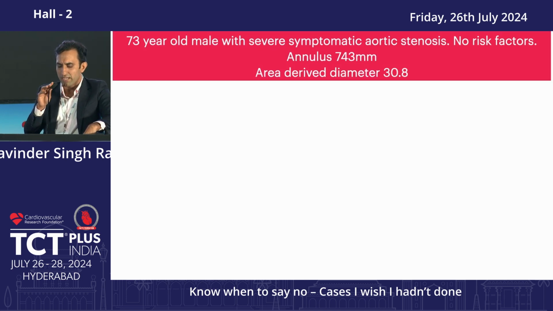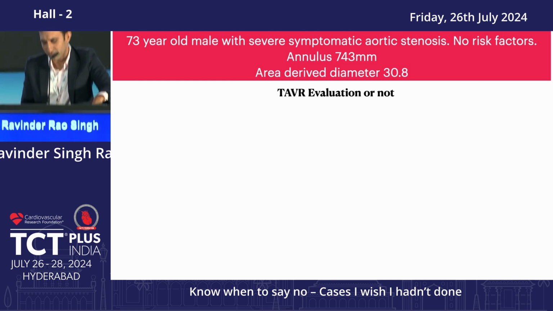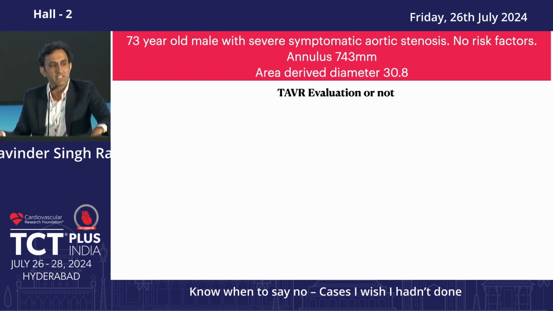So let's look at some of the examples. 73-year-old male patient, severe aortic stenosis, no risk factors, absolutely healthy, annulus of 743, area-derived diameter of 30.8. Do you want to evaluate this patient? Oh, sorry, the CT scan I have said upfront only. So this is a 73-year-old gentleman, severe aortic stenosis, no risk factors. So in our clinical OPD, we would evaluate this patient for TAVR evaluation.